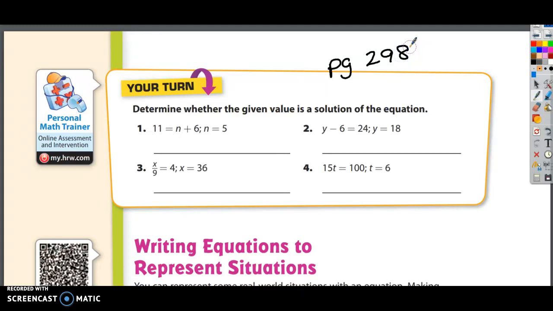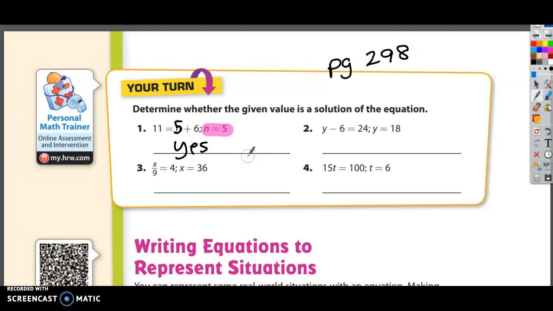The Your Turn says, determine whether the given value is a solution of the equation. We're simply going to write yes or no on these, but we're going to figure it out first by solving. So we're given that n is equal to 5, so we're going to take n out and replace it with 5. Is this statement true? 11 equals 5 plus 6. That is true, so we're going to write yes. We could write a whole sentence, yes, 5 is a solution, but we're just going to write yes.